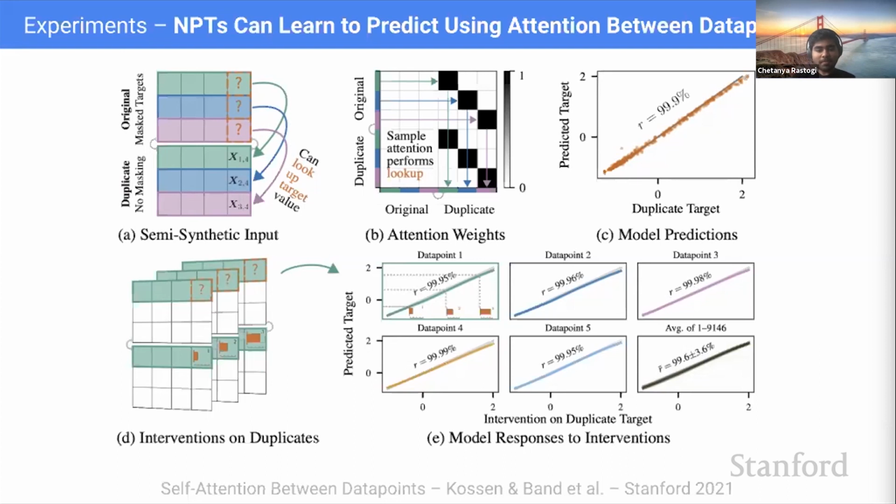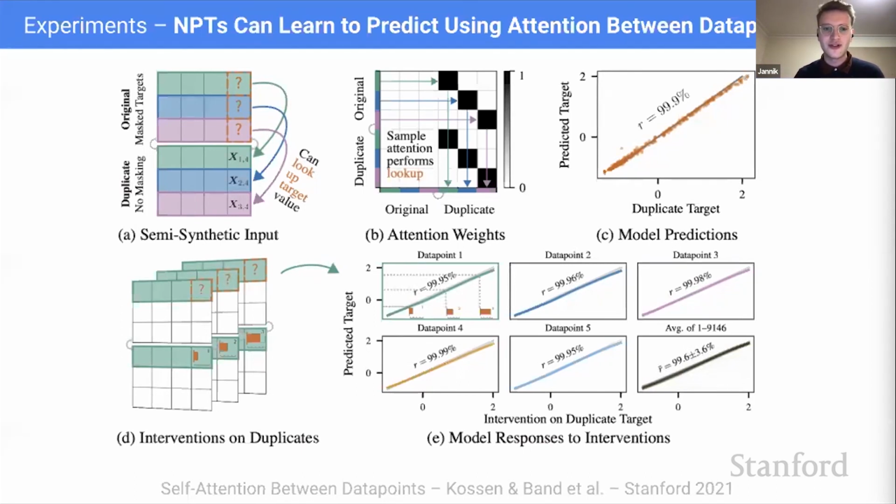Yeah, for sure. All right. So Neil has now told us how well NPTs perform on real data, and that they do make use of information from other samples in the input. But we're now going to take this a bit further and come up with some toy experiments that test the extent to which NPTs can learn to look up information from other rows, the extent to which they can learn this non-parametric prediction mechanism.